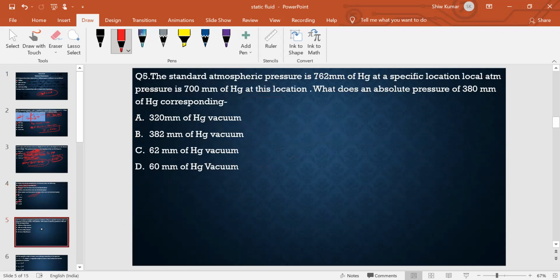Next, we'll check this one. The standard atmospheric pressure is 762 mm of Hg at a specific location, and the local atmospheric pressure is 700 mm of Hg. So the local atmospheric pressure is given as 700 mm of Hg.